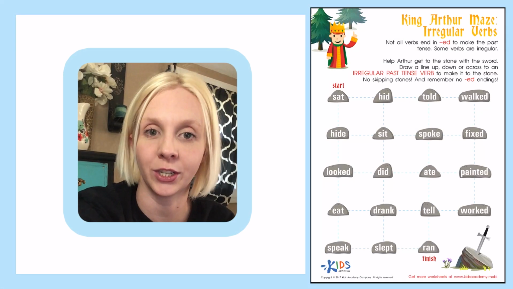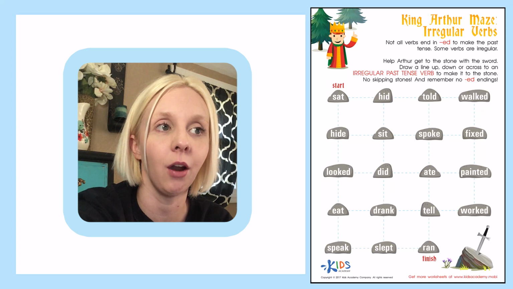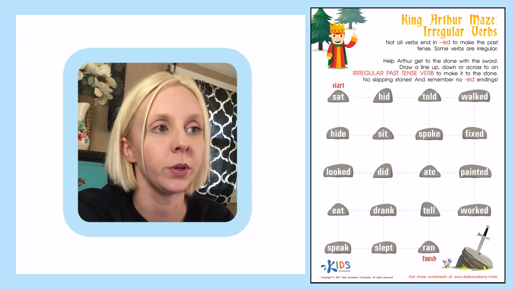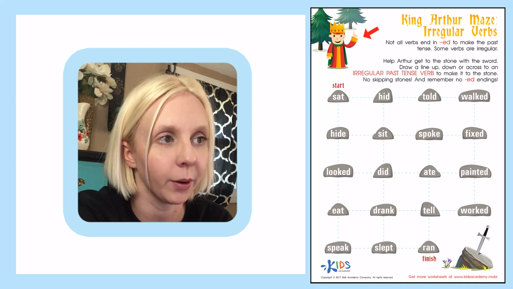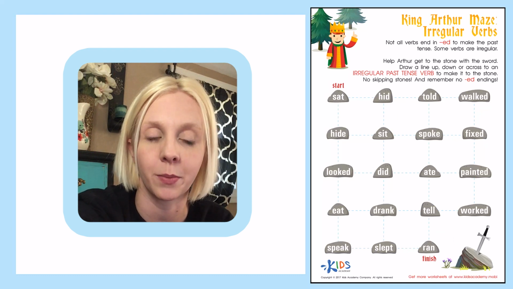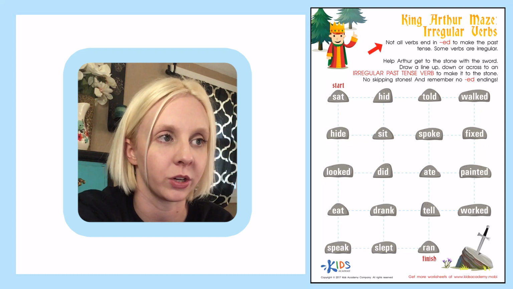Today we have a new worksheet. The name of our worksheet is called King Arthur May's Irregular Verbs. And let's read through the directions here. We've got King Arthur up at the top, and then we've got the sword and the stone down at the bottom if you know the story about King Arthur. But let's see what the directions say.